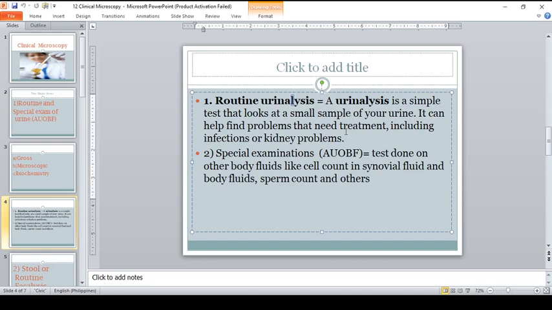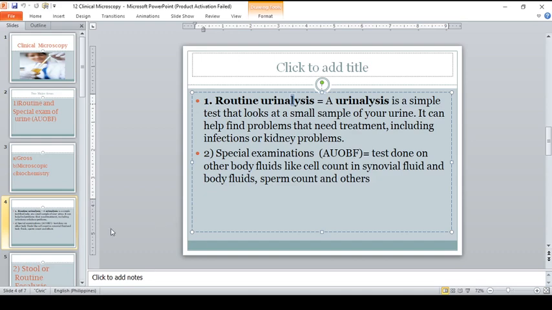Sa special examination naman, that is analysis of urine and other body fluids. May mga other body fluids, cerebrospinal fluid, pericardial fluid, pleural fluid, peritoneal fluid, synovial fluid, semen. Okay, so those are other, but there are many other specimens. So tests done on other body fluids like cell count in synovial fluid and body fluid, sperm count, and others, these are classified under special examination. Pero kapag routine urinalysis, urine yung i-analyze mo.